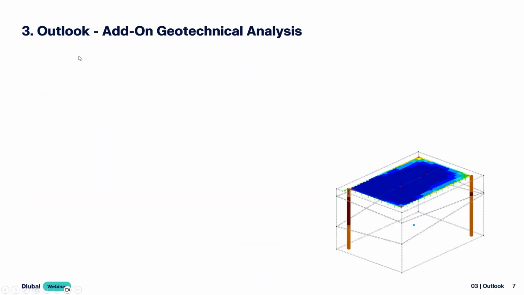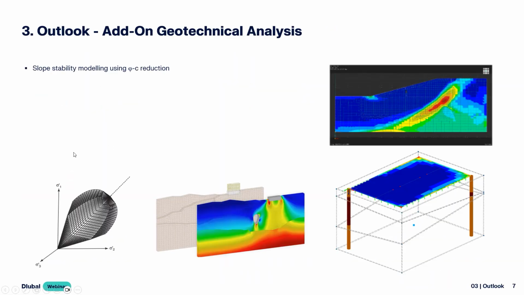We want to have the outlook, and these are the next development steps for our add-on geotechnical analysis. In the nearer future, we will release the slope stability analysis using the phi reduction, so we are able to analyze these situations, to check the slope stability. We are looking forward to provide this feature to you.